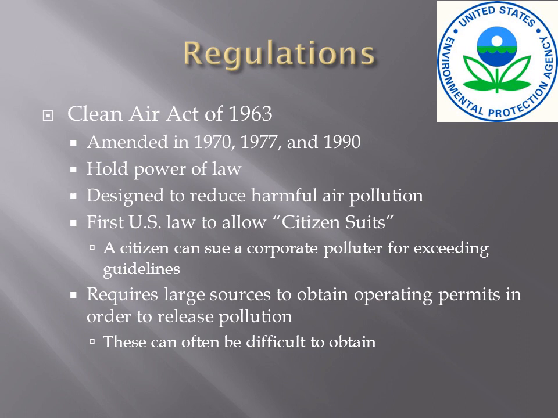This was a major turning point in U.S. law. The Clean Air Act requires large sources of pollution to obtain operating permits in order to release pollution. One example of this is the power plant in Holcomb, Kansas. In Holcomb, they are trying to build a new coal-fired power plant to supply electricity to residents in that area. It took them more than 2 years of redesigning and resubmitting to finally obtain an air quality permit from the U.S. EPA. This can be a very time-consuming process.